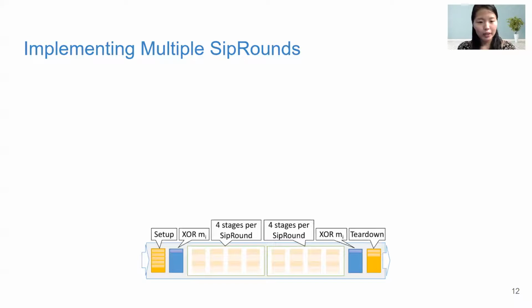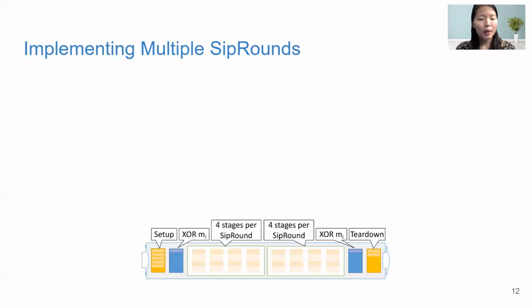Now, as we see in this visual here, we are able to fit a SIP round into 4 stages. And this picture is of a pipeline where we see we have 2 SIP rounds fit into a single pipeline pass. And then you have a few additional stages at the beginning and end of your pipeline for setup and teardown processing.